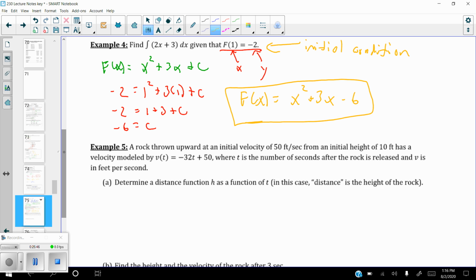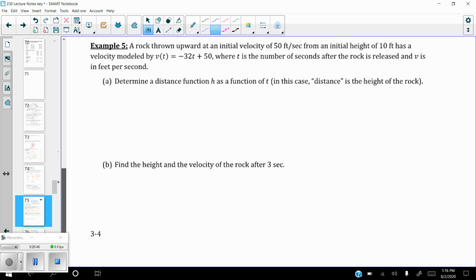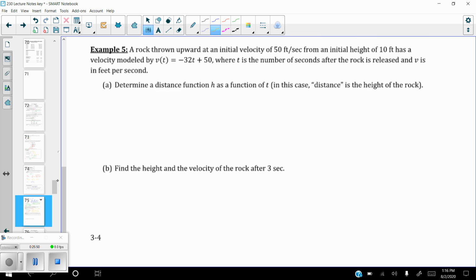All right, one more. We will hopefully keep this under 30. A rock thrown upward at an initial velocity of 50 feet per second from an initial height of 10 feet has a velocity modeled at v of t equals negative 32t plus 50, where t is the number of seconds after the rock is released and v is in feet per second.